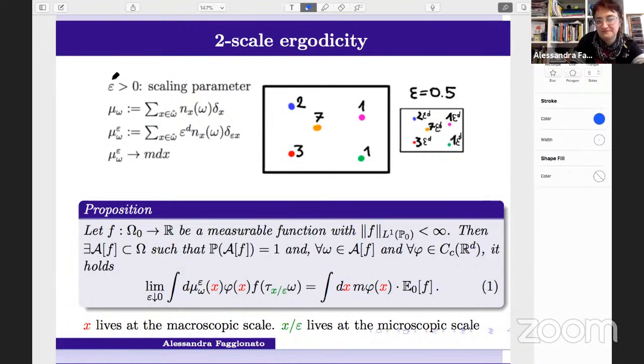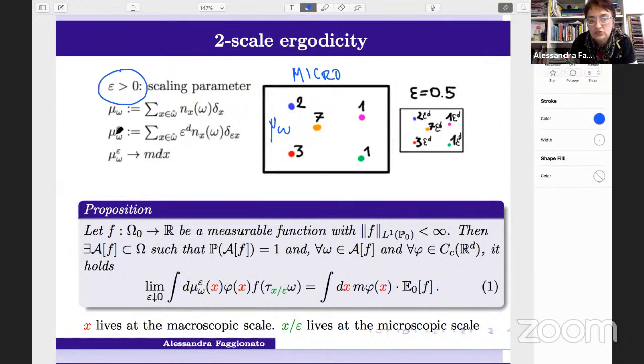Okay, so in order to distinguish between the two pictures, micro and macroscopic worlds, I need a scaling parameter. So epsilon is a positive number. Here is a microscopic picture, as before. I have mu omega, a representation of my reversible measure, a sum of Dirac measures with some weights. Then I want to zoom in, so I have to reduce the length. I multiply all lengths by epsilon. In this case, I divided the length by 2 because epsilon is 0.5.